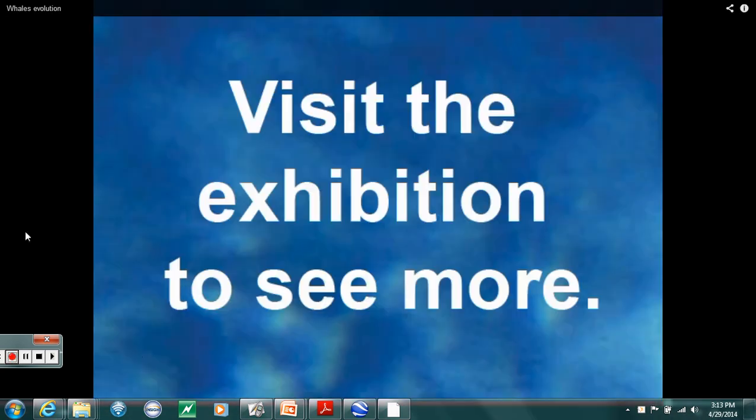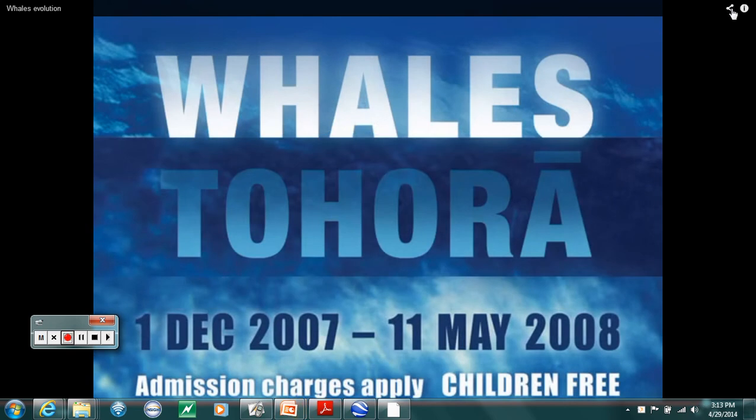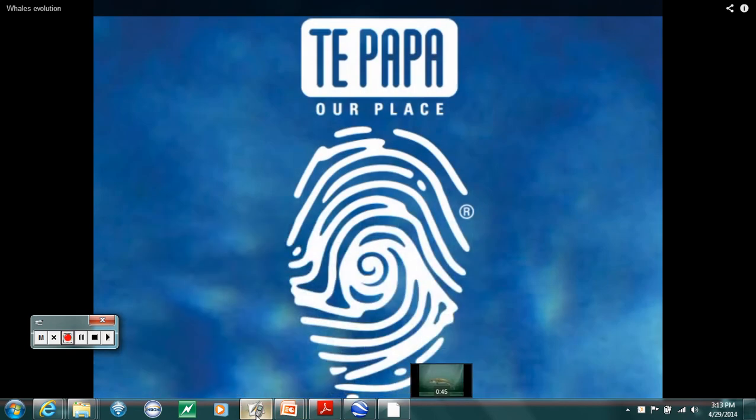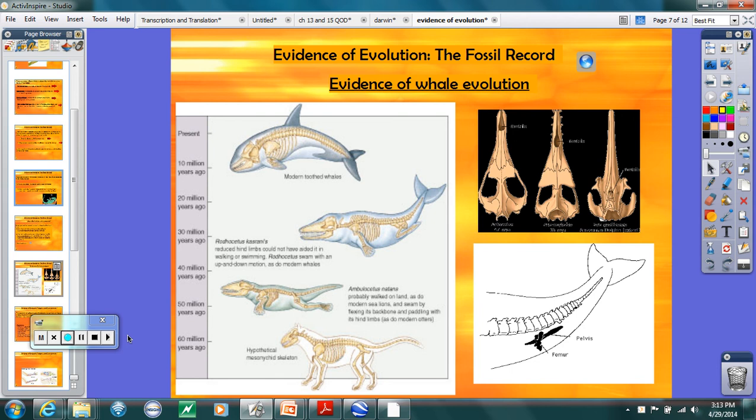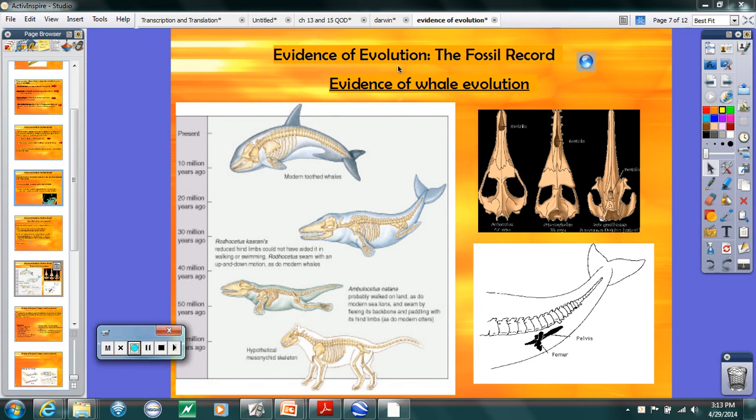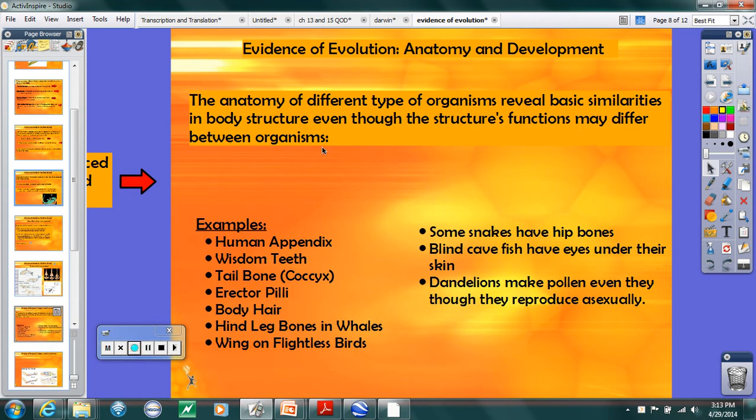Okay, so this just shows you whale evolution from land to sea. Okay, that's using the fossil record. The next piece of evidence that we have of evolution deals with anatomy and development.